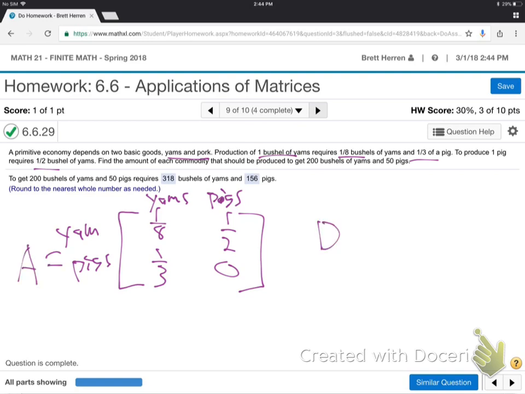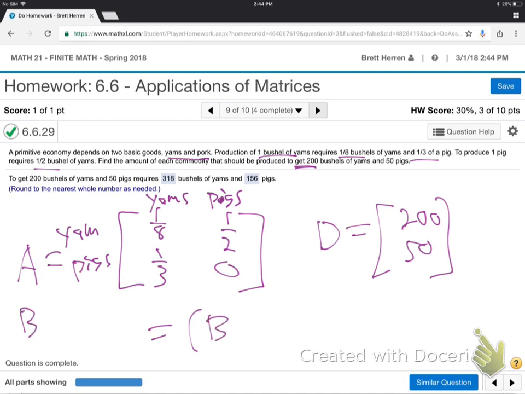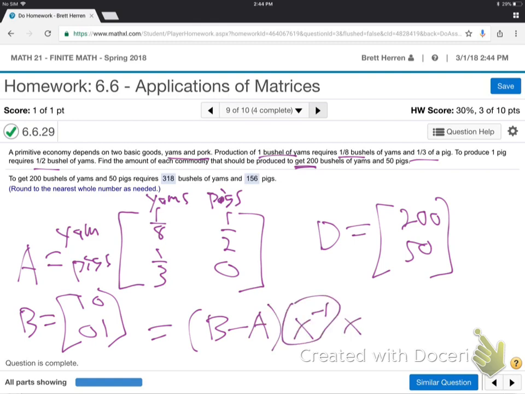The demand to get, that's demand, 250. Same formula. It's going to be B. B will be the identity matrix like it always is. B minus A inverse times D, enter. See how I read that off?